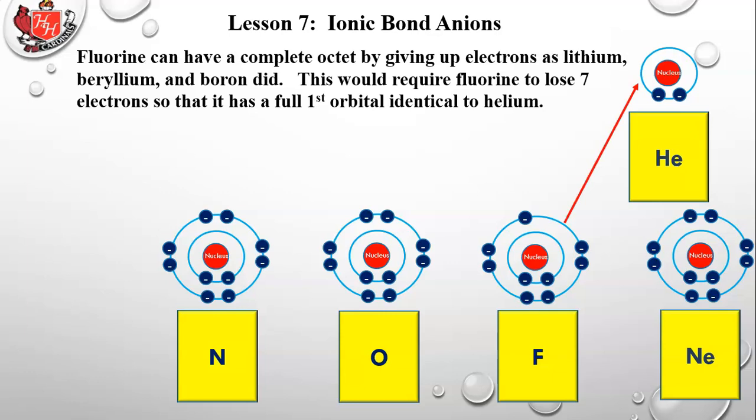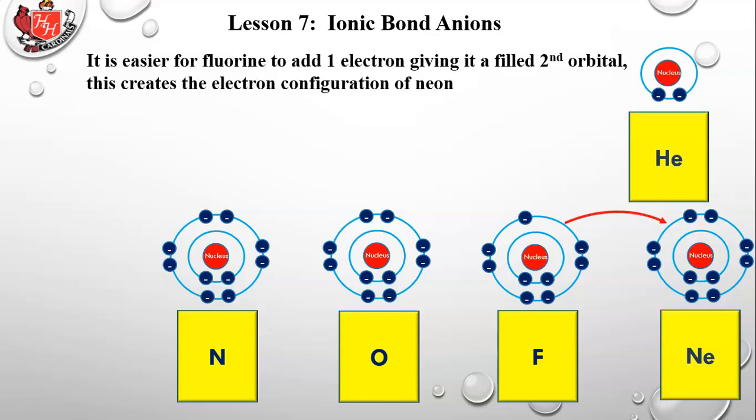Fluorine can have a complete octet by giving up electrons as lithium, beryllium, and boron did. This would require fluorine to lose 7 electrons so that it has a full first orbital identical to helium. Well, it's not going to do that. It has a very high ionization energy. It's not going to lose electrons. So it's easier for fluorine to add 1 electron, giving it a filled second orbital. This creates the electron configuration of neon. So fluorine gains 1 electron, giving it a 1- charge, 1 more electron than proton.